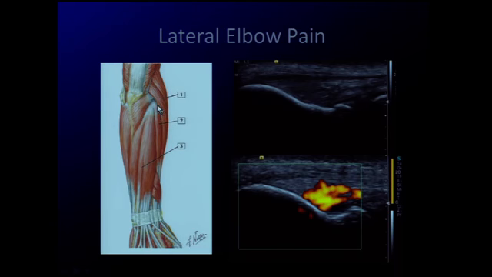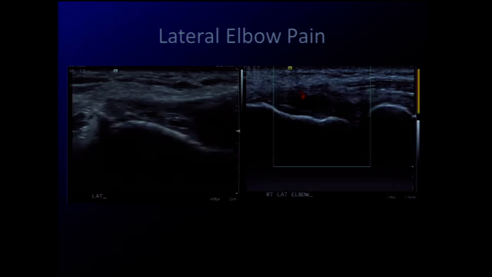We are looking at this structure over here, which is the common extensor tendon. We see that there is some loss of architecture here, decreased echogenicity. In this area, there's disorganization or loss of architecture and increased vascularity on power Doppler, and this is a patient with lateral epicondylitis.